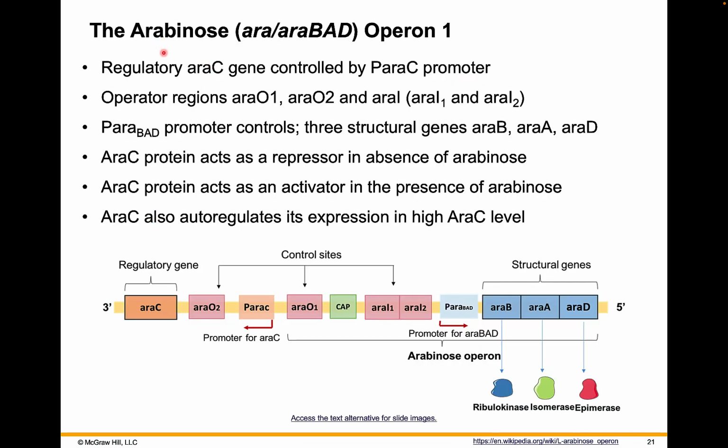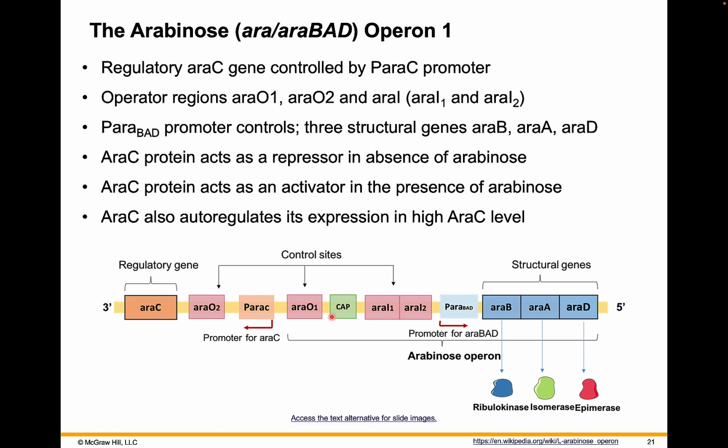Next, we are going to talk about the arabinose operon. This is also known as the ara or ara-BAD operon. Arabinose is a sugar which is essential to make a product, xylulose 5-phosphate, which is essential for the pentose phosphate pathway and nucleotide production as well. The regulatory gene araC is controlled by this P-araC promoter. On each side of the promoter, you have a control site, which is an operator site, araO1 operator site and araO2 operator site.